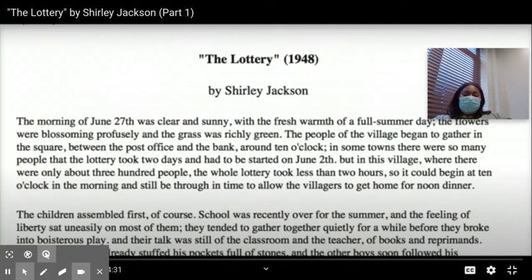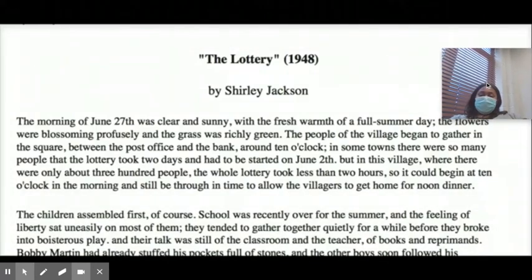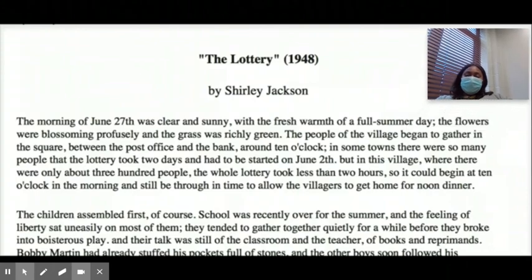The Lottery by Shirley Jackson. The morning of June 27th was clear and sunny, with the fresh warmth of a full summer day. The flowers were blossoming profusely, and the grass was richly green. The people of the village began to gather in the square, between the post office and the bank, around 10 o'clock. In some towns, there were so many people that the lottery took 2 days and had to be started on June 25th. But in this village, where there were only about 300 people, the whole lottery took less than 2 hours, so it could begin at 10 o'clock in the morning and still be through in time to allow the villagers to get home for noon dinner.